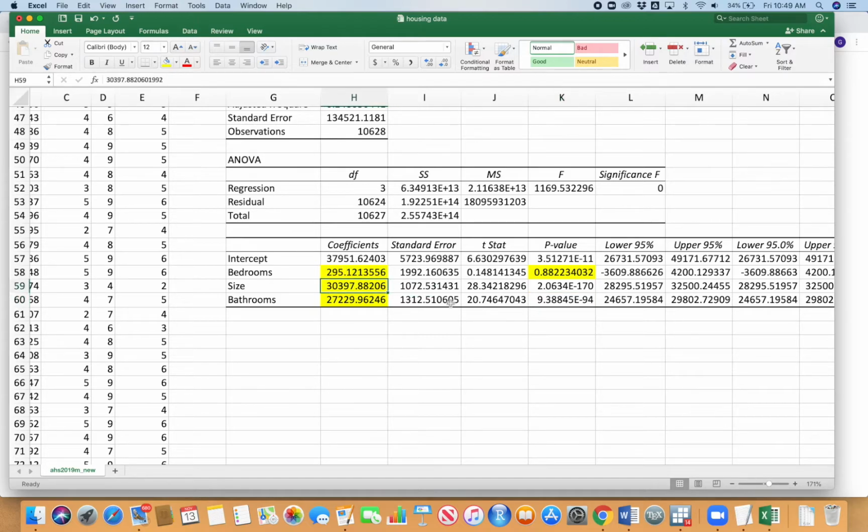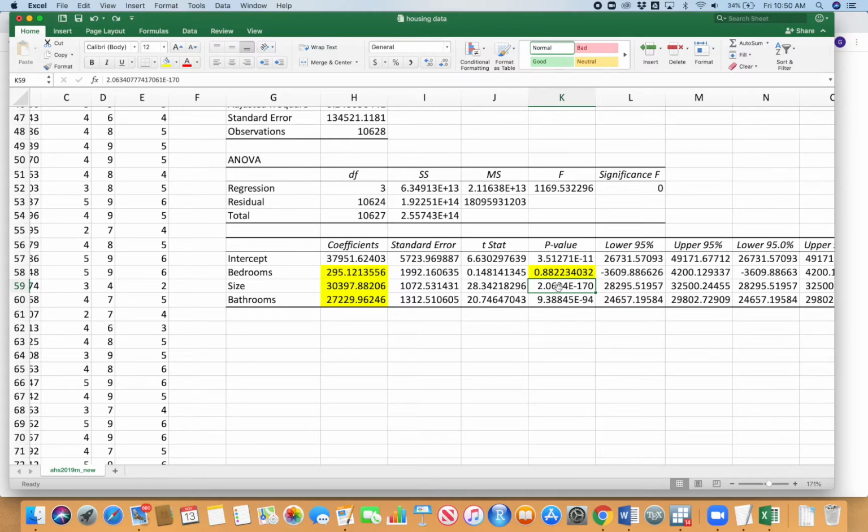Let's do size. Size still has a sizable impact. When size category increases by 1, home value increases by $30,398 on average in my data, holding number of bedrooms and number of bathrooms constant. So making your house bigger without building more bedrooms and without building more bathrooms can make your house more valuable. That makes sense. It's making a bigger house. People usually pay more for bigger houses. That is a very statistically significant slope estimate right here.